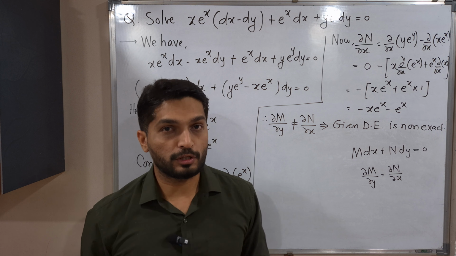So you will have x e raised to x plus e raised to x upon, in the denominator, x e raised to x plus e raised to x. Did you notice one thing? We have got the same bracket at numerator and denominator, so we can definitely cancel. Right. So what we are having here is simply minus 1.